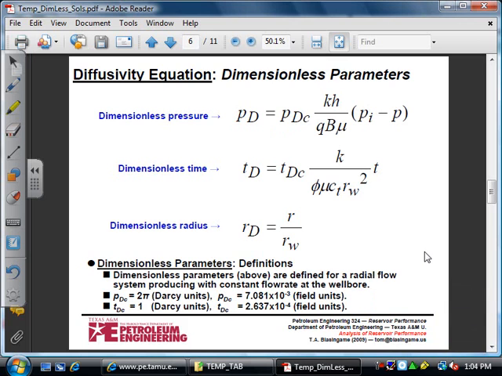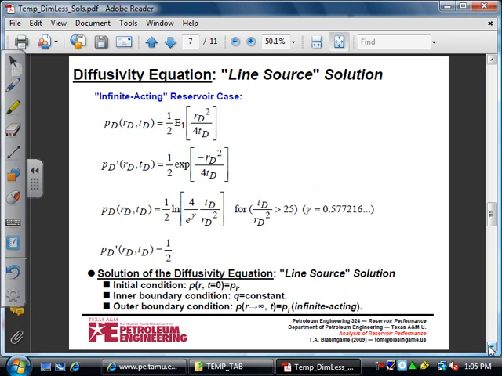Yeah, you can assume constant. But your outer boundary condition will change. So you won't say PD equals 0. PD will equal something else. Or what you can do, you can also impose Darcy's law at the outer boundary as well, and define another form of dimensionless pressure. Okay?